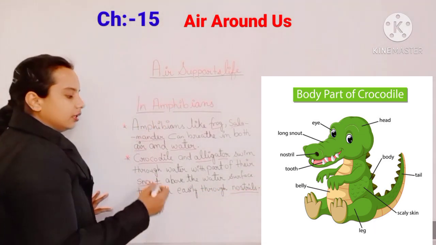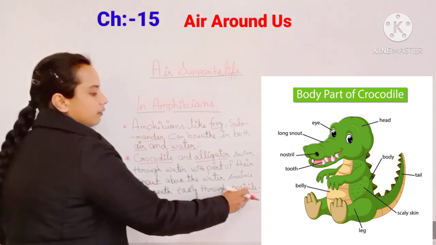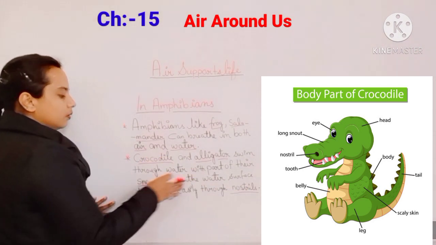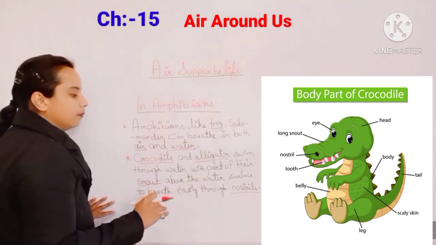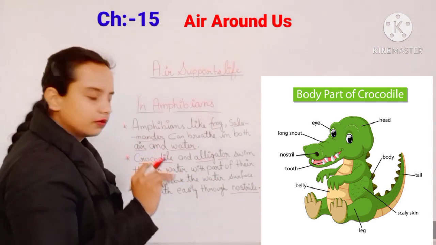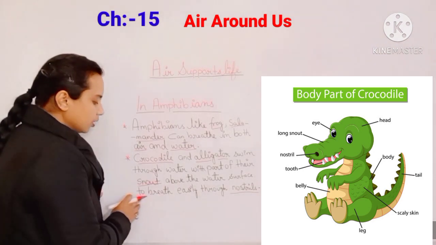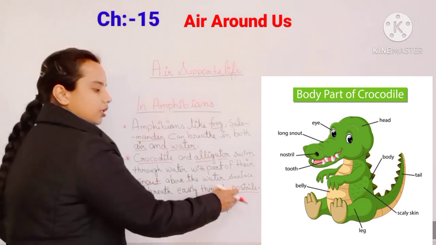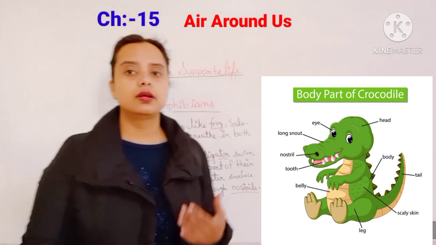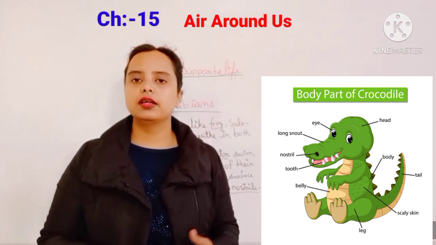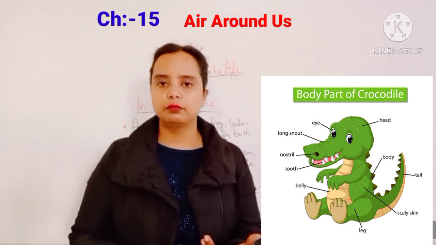Okay, the alligators and the crocodiles have nostrils. So the snout, which is a part of their body, they keep on the surface of the water to breathe easily through their nostrils. So this is how the amphibians do respiration, and this is how they breathe.